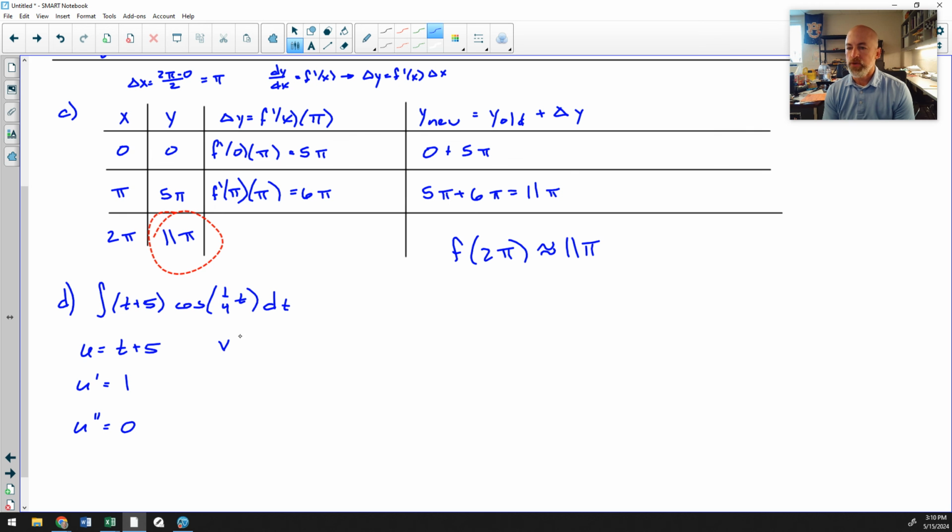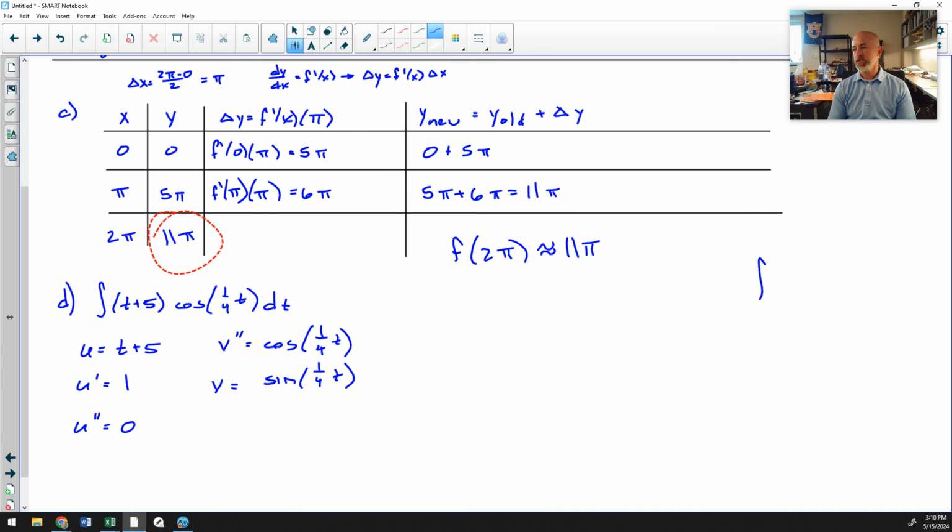And if I finish with u double prime, I'm going to start with v double prime, which will be the cosine of 1/4 t. And the dt is technically part of it. I don't write that down. The antiderivative of cosine is positive sine. And we keep the 1/4 t. And this is a u sub situation.